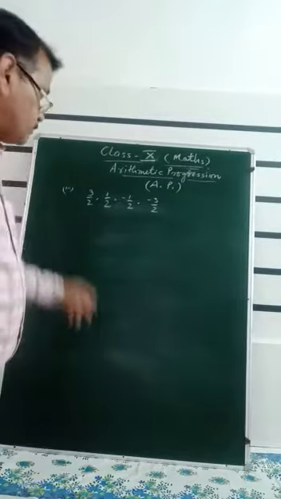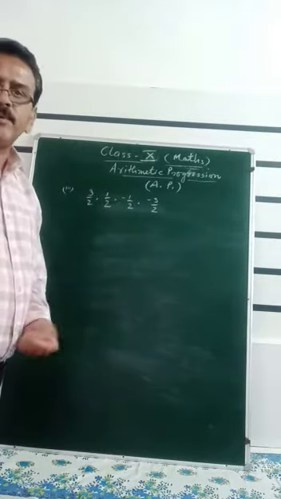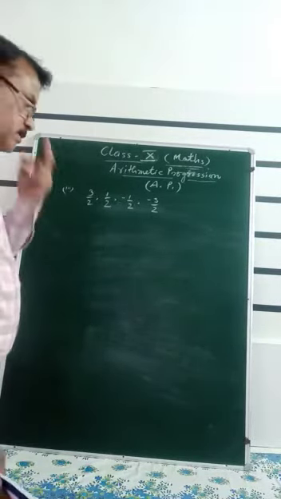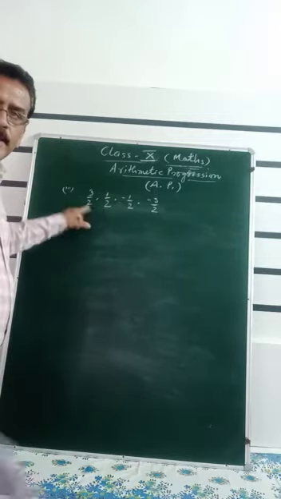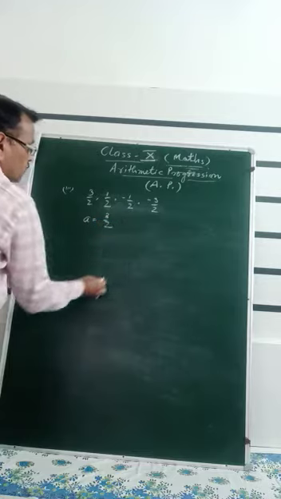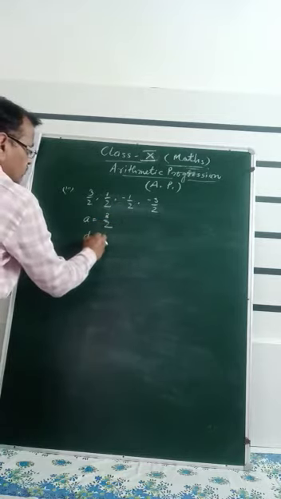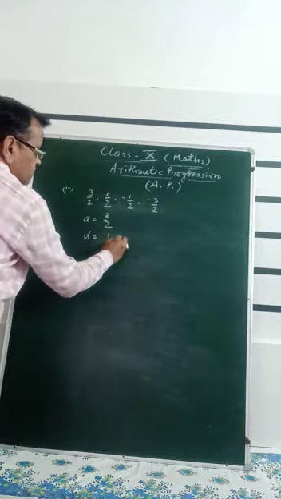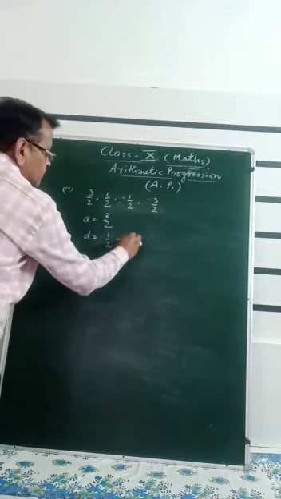Suppose the question is in fraction form. Then also we should be able to find A and D. In all series, the first number is A. So the first number, our A, is 3 upon 2. And then we have to find the difference. The difference will be the second number minus the first number.